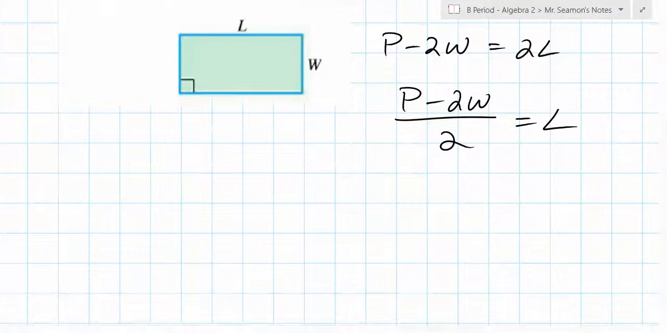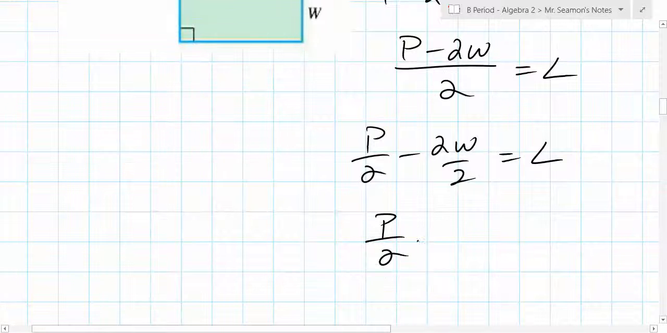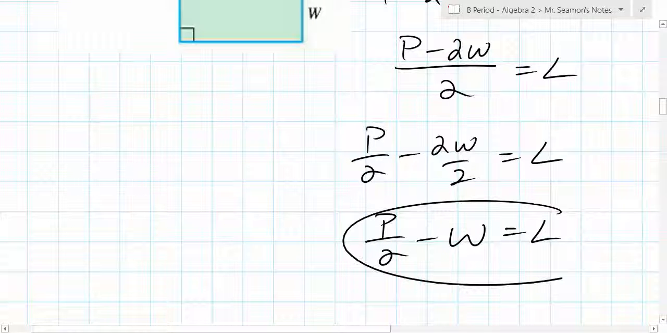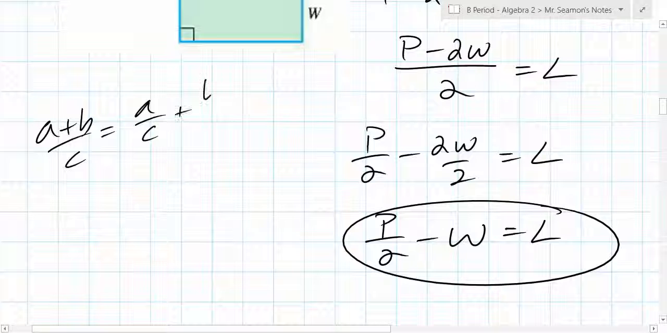You could write this as P over 2 minus 2W over 2 is equal to L. And that would be P over 2 minus W equals L. But you have to make sure the P is also being divided by 2. You can't divide just one thing by it. Like A plus B over C is equal to A over C plus B over C. You have to do both of them.